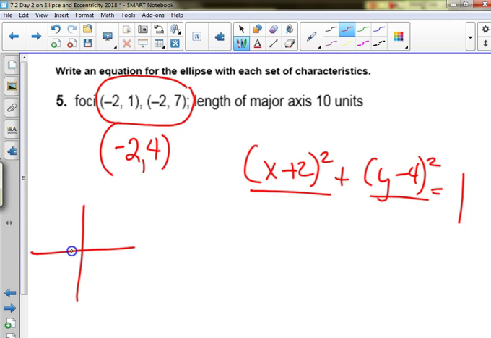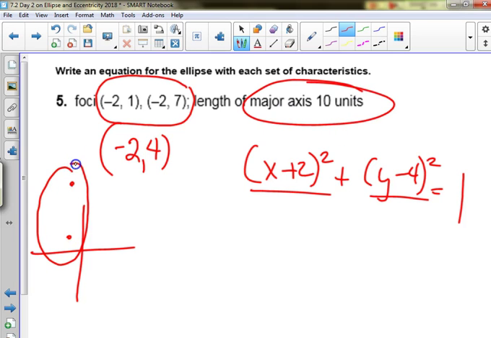Yeah, I got to figure out how it lines up. I like to graph negative 2, positive 1, negative 2, positive 7. If those are the foci, that means it goes this way, right? Because the foci are on the major axis somewhere, but that's not the end of it. The major axis is 10 long, and it must be going up and down through the foci. So what does that mean? A is 5, yep. And that goes underneath the y, and it doesn't become a 5, it's a 25. Okay.